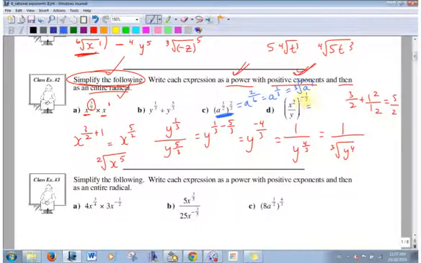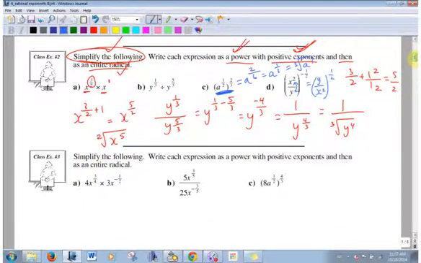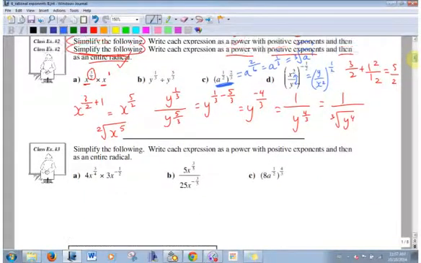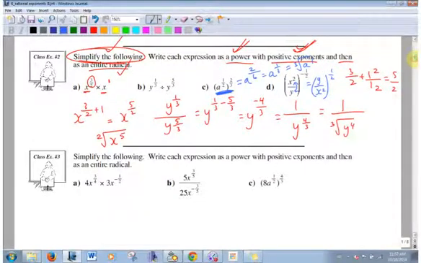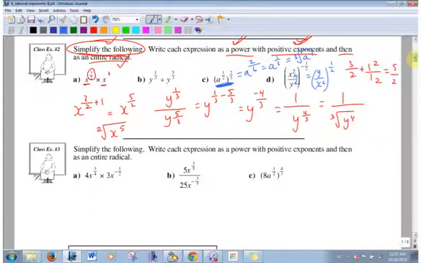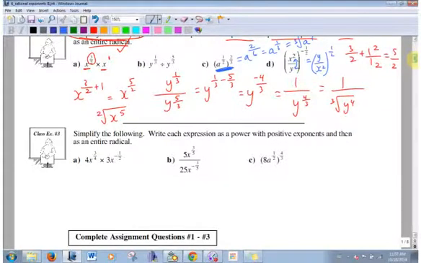But first thing you should do, you remember the trick for D? If you flip this fraction, then this exponent becomes positive. Okay, that's your first step. And half power means square root. So I could take the square root of the top and the square root of the bottom. Let's go on to the next one.